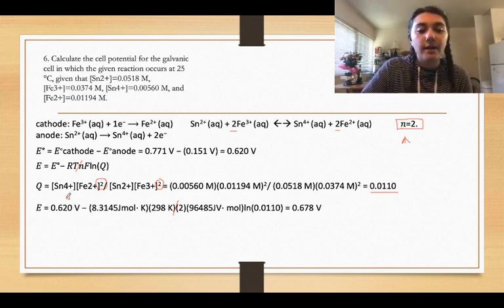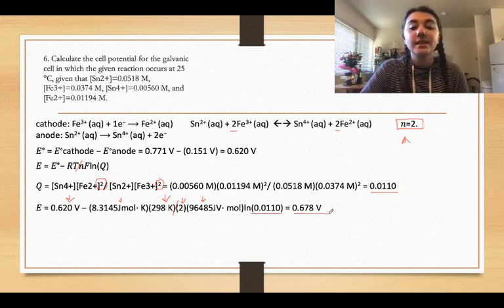I plug in my E standard cell, which I got. I plug in my R, which we know and is given. I plug in my temperature. I plug in Faraday's constant. I plug in my 2. And also my reaction quotient, and I get 0.678. Makes perfect sense to me.